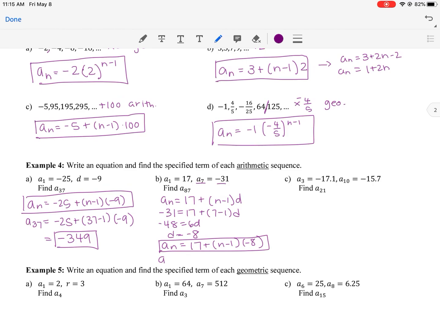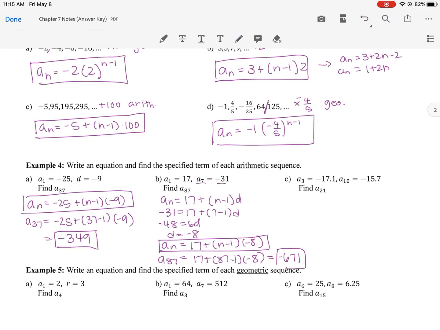And then to find the 87th term, all we're going to do is plug in 87 for n. Oops, I forgot the minus 1. So 17 plus 87 minus 1, or an 86, times -8, we end up with -671.